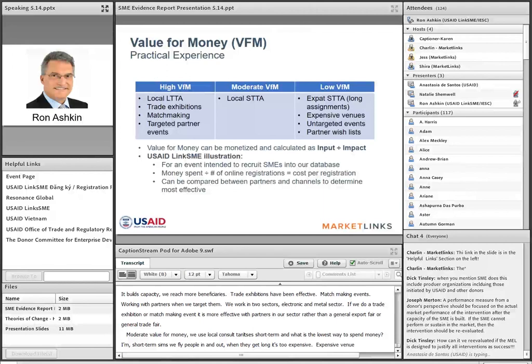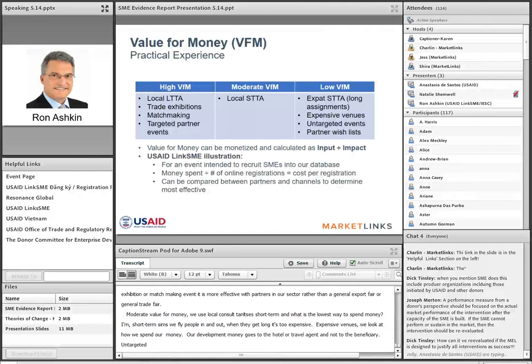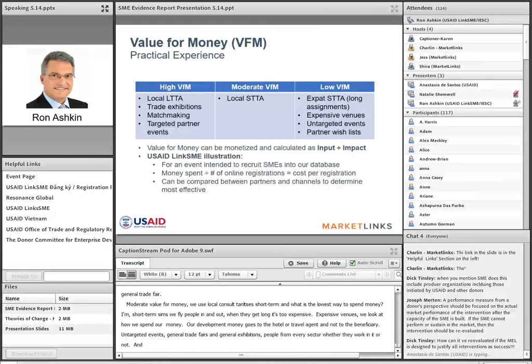Expensive venues. Sometimes when I look at how we spend our money, we're spending a lot of money just on the venue, and our development money goes to the hotel or the travel agent, not to the beneficiary. Untargeted events, just general trade fairs or general exhibitions that have people from every sector, whether you're working in it or not. And finally, partner wish list.